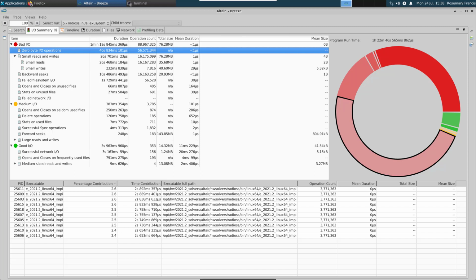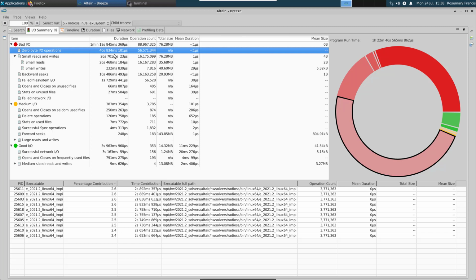Today we're going to look at a trace of Altair HyperWorks Radios. This application has been set up to illustrate some of the I/O issues that our customers face on a regular basis. Looking at the I/O summary, I can see this application ran for an hour and 22 minutes.